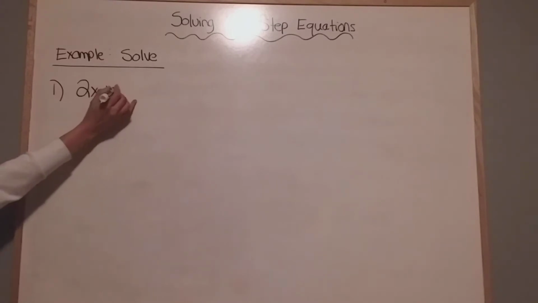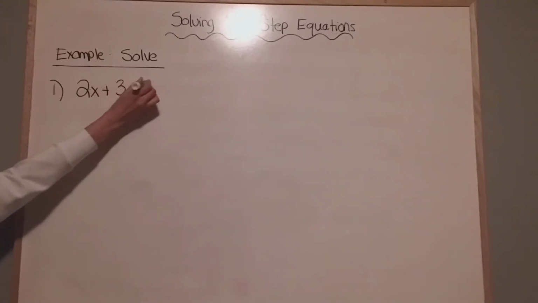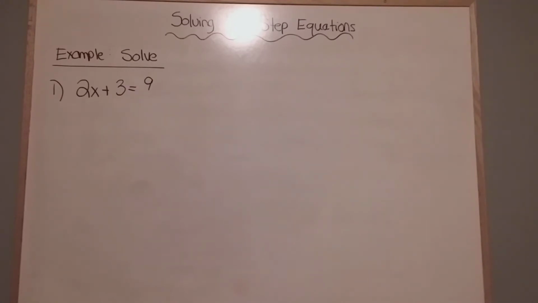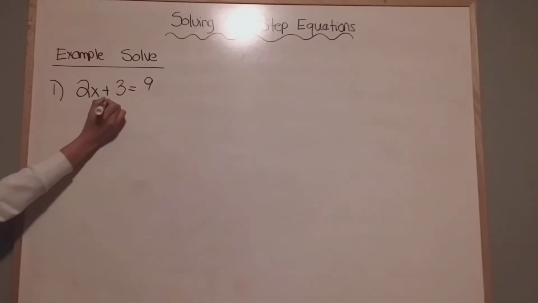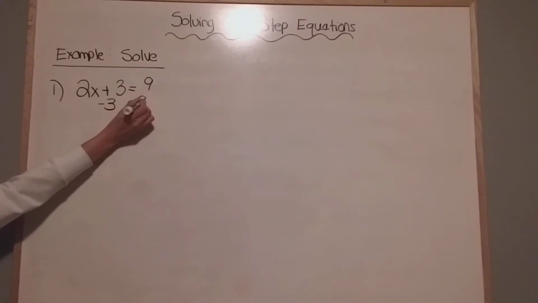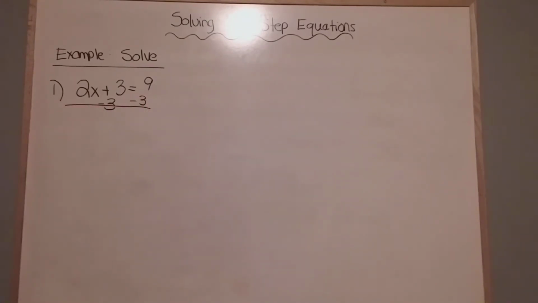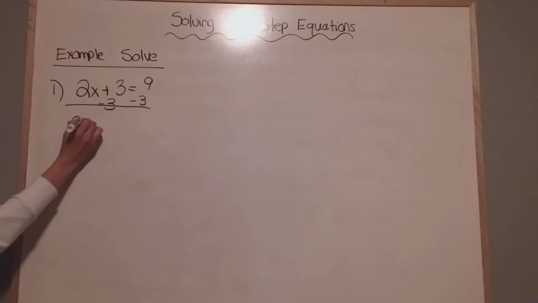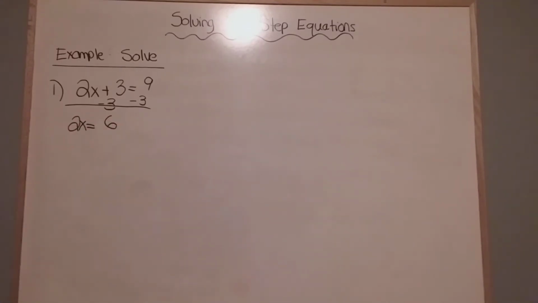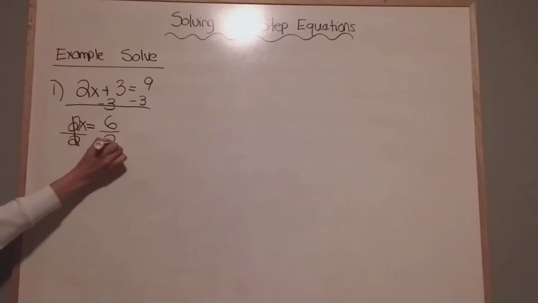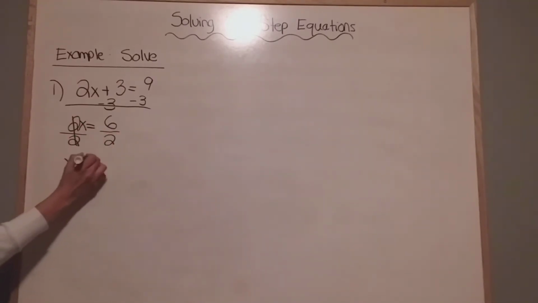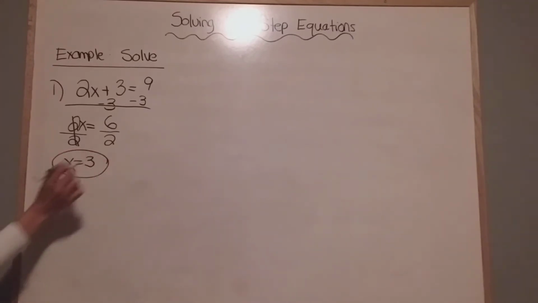So 2x plus 3 is equal to 9. So my first step is to minus 3 on this side because you get rid of the constant first. So you have to minus 3 on the opposite side. So I'm left with 2x is equal to 6. Okay. Now I want to get rid of the coefficient. So in order for me to get rid of the coefficient, I divide by 2. So my x is equal to 3.